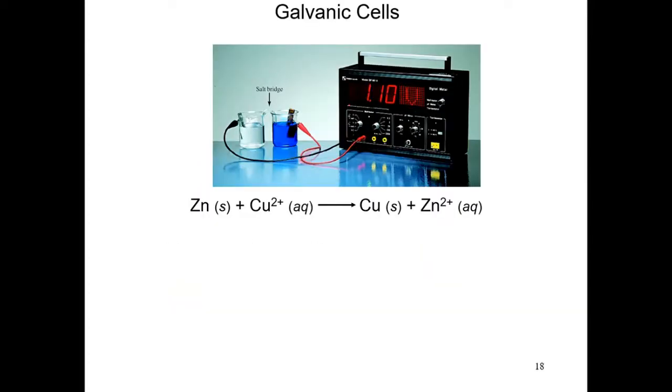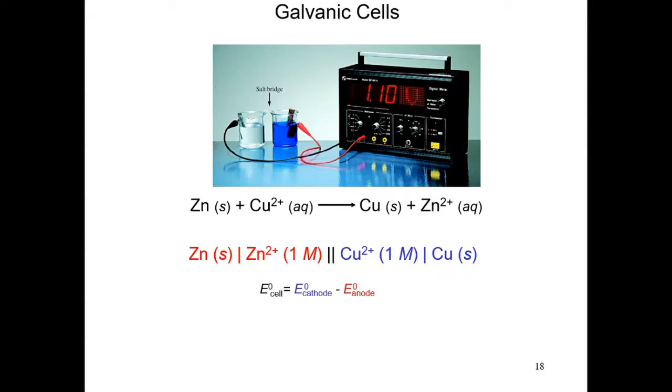Now that we have the standard reduction potentials for zinc and copper, let's go back to our original design of the galvanic cell. This was the one where we had zinc at the anode and copper at the cathode. And remember, the cell diagram looks like this. We have the anode on the left, the cathode on the right. Now let's see how that 1.10 voltage came out.